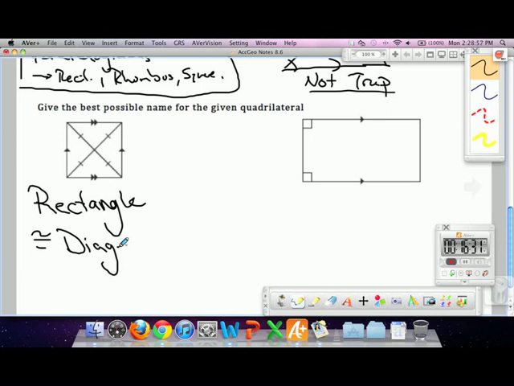Well, see, they look 90, but I mean, that's a parallelogram that doesn't have 90, so they don't tell me. The thing that really gives it away is the congruent diagonals. It forces us to be a rectangle.